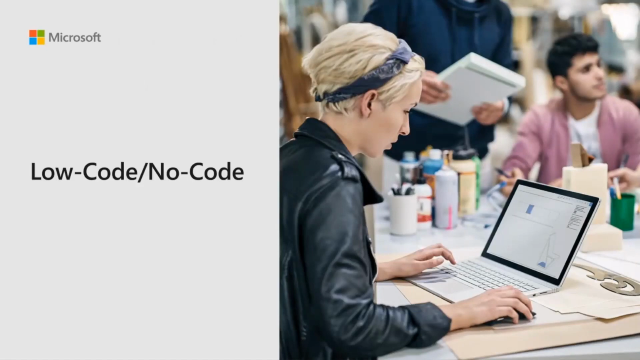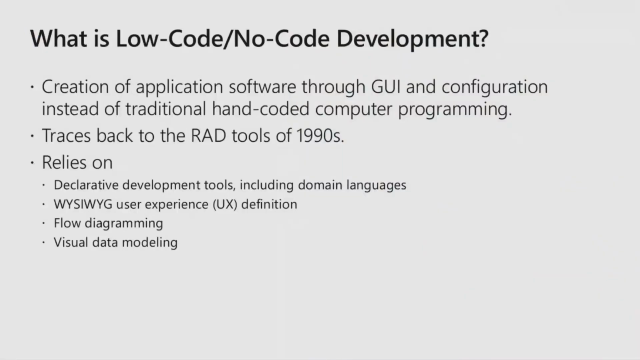Low-code, no-code. So low-code, no-code basically means the creation of application software through GUI and configurations instead of traditional hand-coded computer programming. This technology traces back to rapid application development tools such as Visual Basic of the 1990s. And basically this relies on declarative development tools including domain languages, what you see is what you get user experience definition, flow diagramming, and visual data modeling.